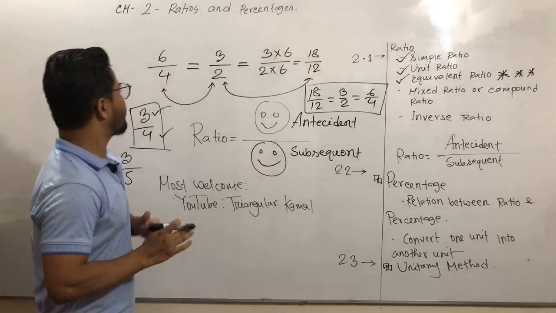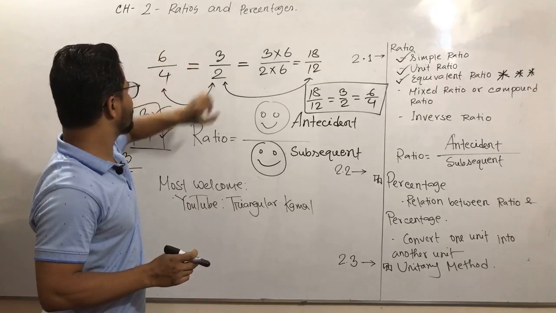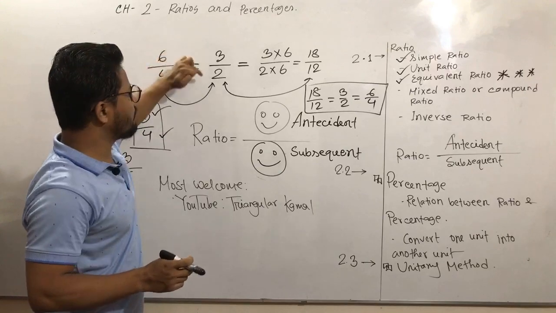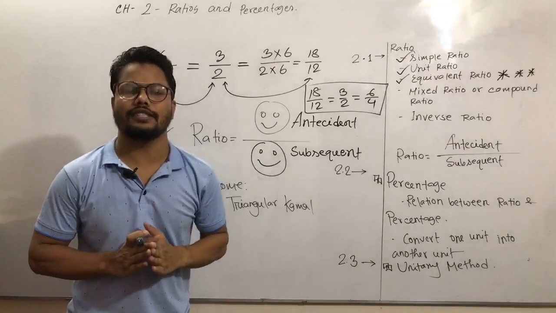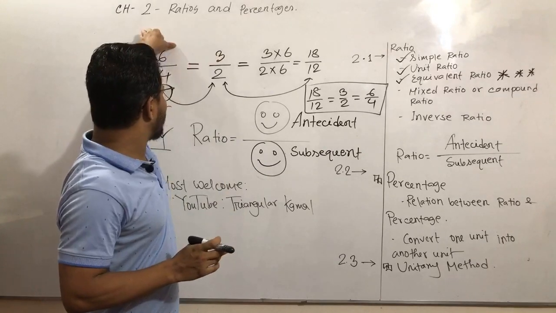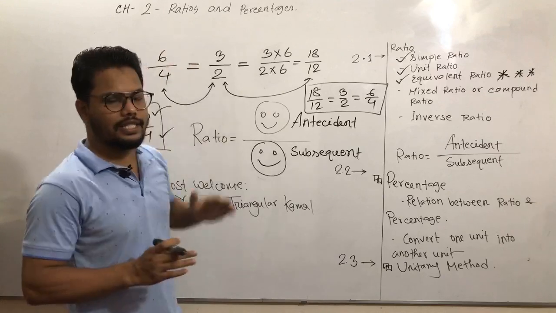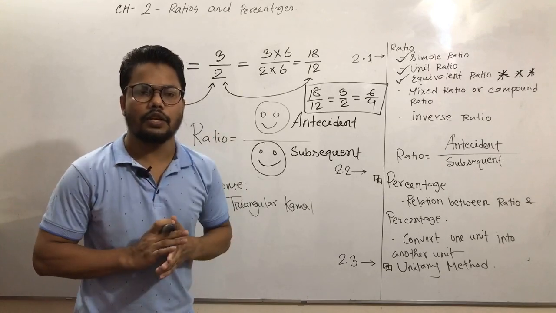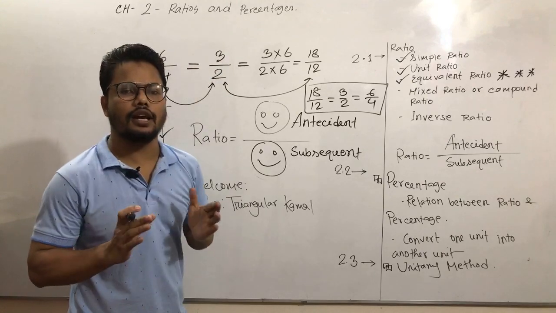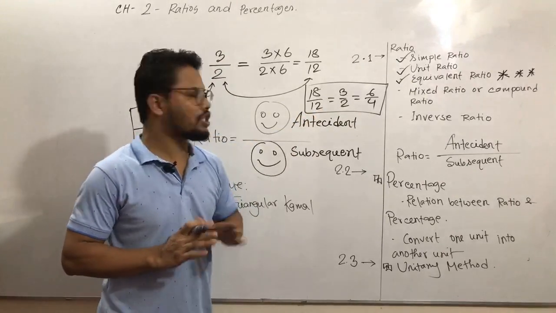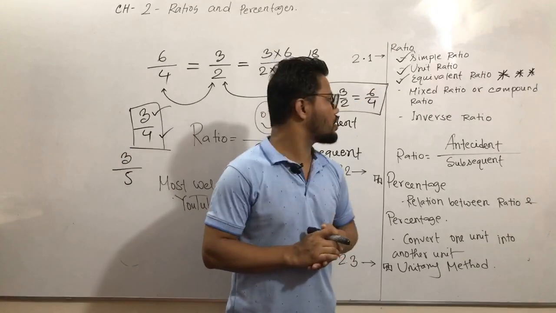Okay, come back to the points. There are 6 by 4 and 3 by 2, and 18 by 12, all are the same. By multiplying or dividing by the same number, you can get new ratios. All are the same in measure, that's why we can call them equivalent ratios.